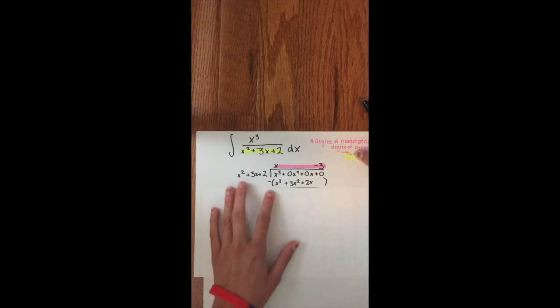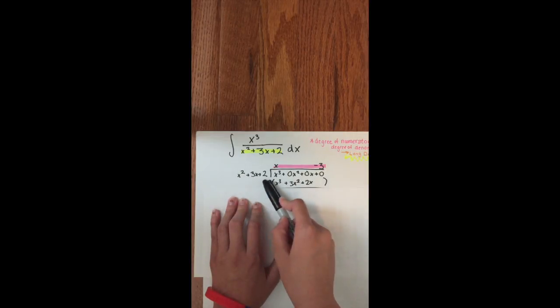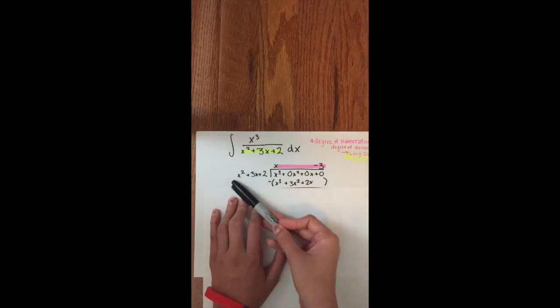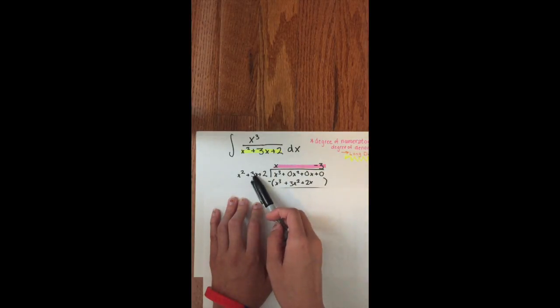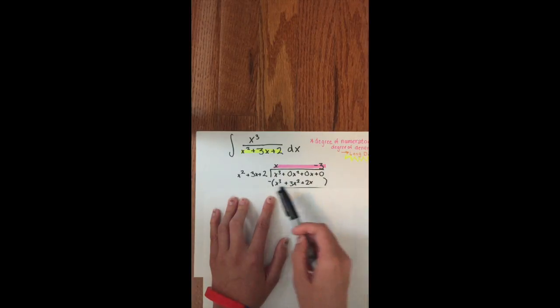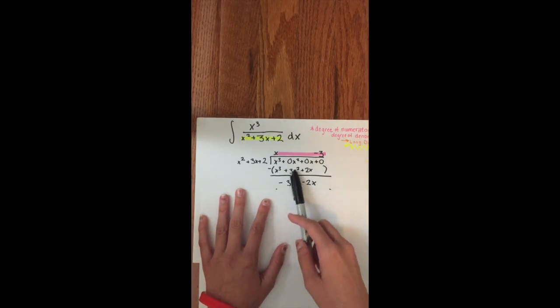Now we're going to multiply that x by every term in this expression. So x times x squared is x cubed. x times 3x is 3x squared, and x times 2 is 2x. Now we subtract and get a difference of negative 3x squared minus 2x.